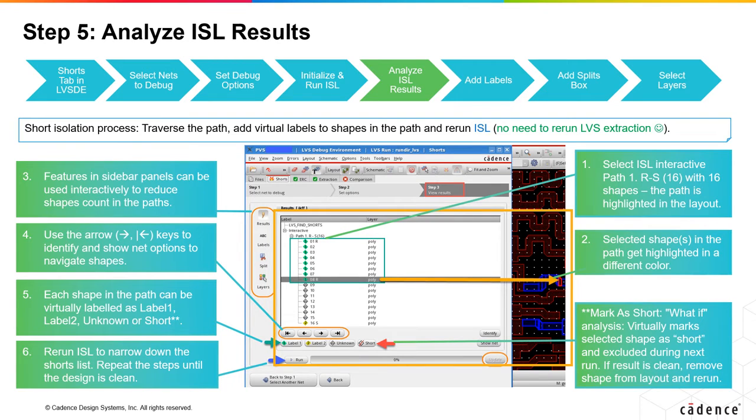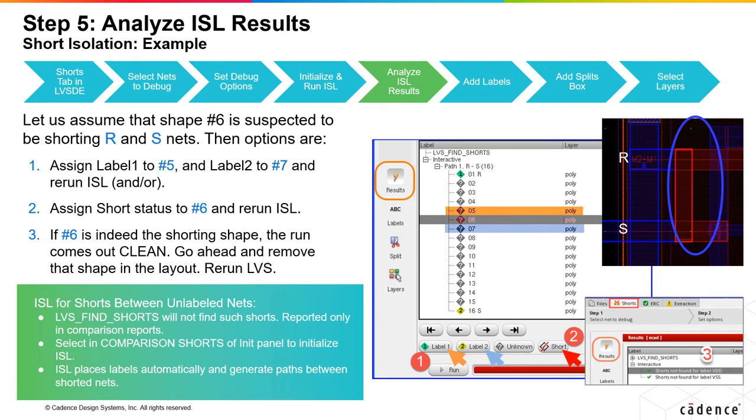Marking a shape will automatically mark all shapes between the current shape and the last marked shape. Virtual labels are automatically added to each marked shape. After adding virtual labels, rerun ISL to get fresh results, and repeat the steps till the design is shorts clean. Features in the remaining panels can also be used interactively to reduce shapes count in the paths. Let us look at an example of short isolation.